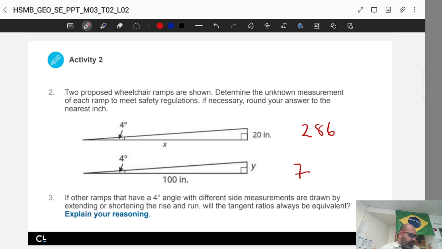Number 3: if other ramps that have a 4 degrees measurement are drawn by extending or shortening the rise and run, will the tangent ratios always be equivalent? The ratio will always be the same? Yes, it will be. How do I know? The other right triangles or ramps would be similar triangles with a 4 degrees angle. Okay?